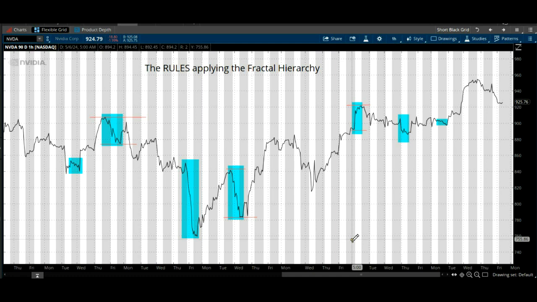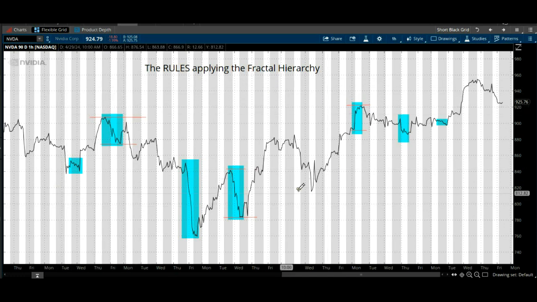But if you're managing the stops, because you know the top and the bottom, you know when you're going to be right, you know when you're going to be wrong. You flip, you cover. Let's see, do we have anything else here? I think that's about it for NVIDIA.